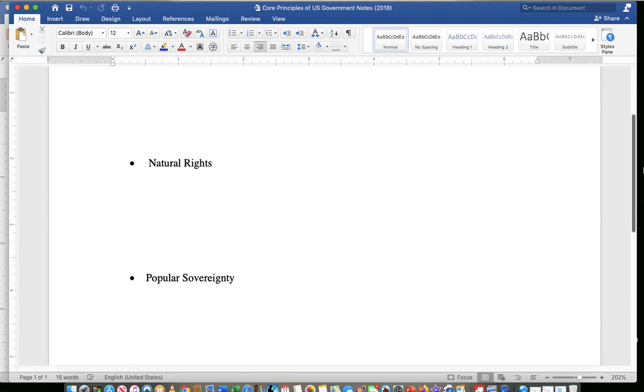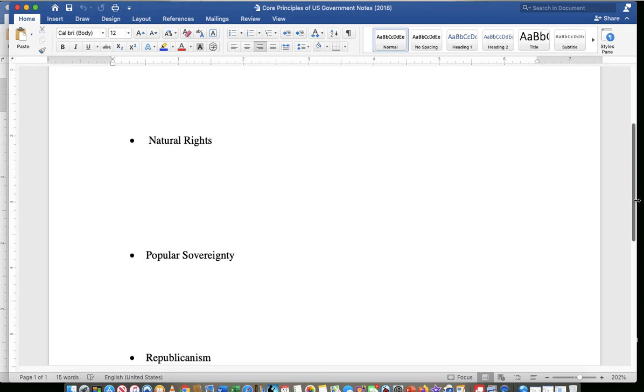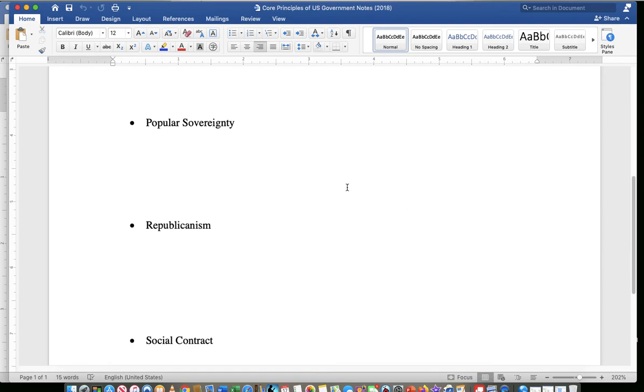Just a quick rundown of these so we're familiar as we go into this lesson. A limited government is a government that is limited. Simply put, it doesn't have every single power you can conceive of. It's limited in its scope and its powers. Natural rights, this is John Locke's idea of these inalienable rights that all humans are born with: life, liberty, and property. Popular sovereignty, a government by the people, for the people, that represents the will of the people.